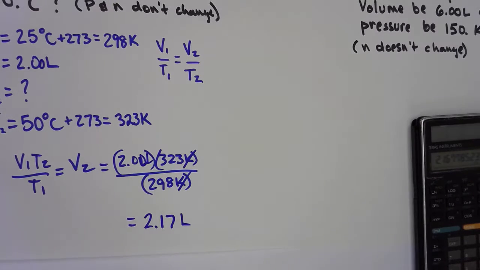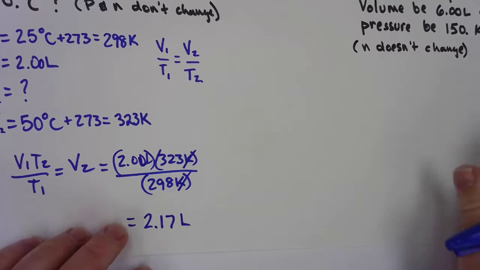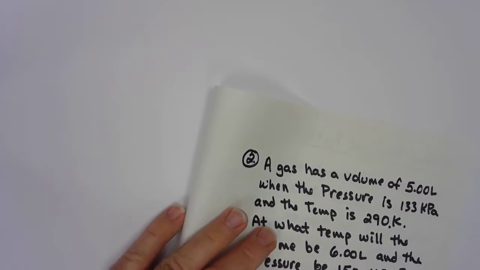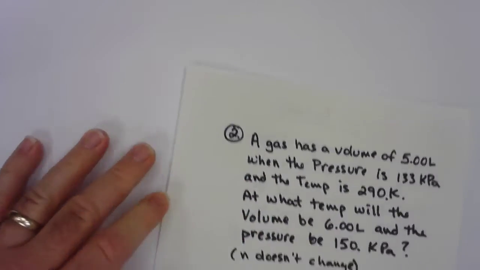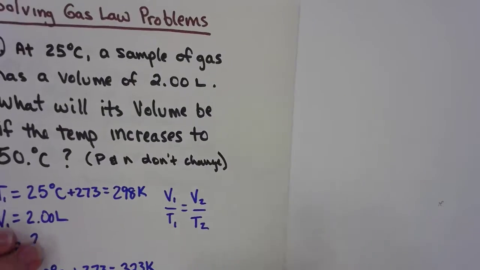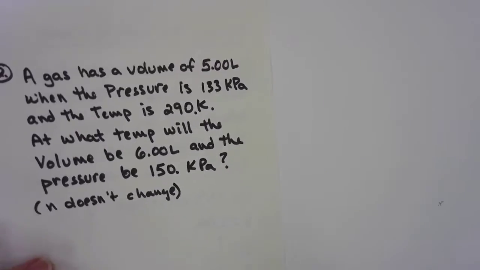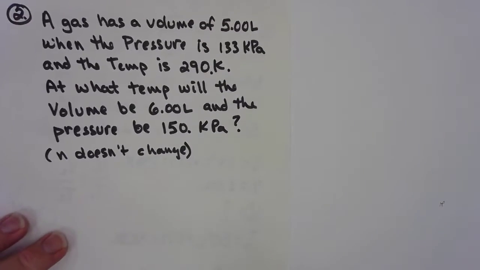You need to put your units on and cancel them and show your teacher that you know what you're doing, because that will make them feel much better about you if they know that you know what you're doing. All right, number 2. Oh, by the way, that was Charles' law, right? Charles' law. We're letting the problem tell us which law to use.